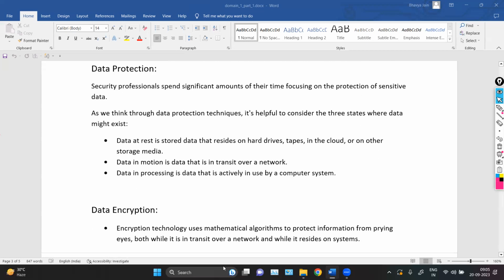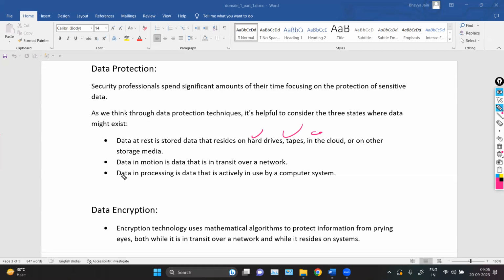So now we have data protection. How can we protect data? This is a concept we have already discussed. Security professionals spend significant amounts of their time focusing on the protection of sensitive data. As we think through data protection techniques, it's helpful to consider the three stages where data might exist: data at rest, data in motion, and data in processing. Data at rest is while in the hard drives, in the tapes, in the clouds, in other storage media like USB, etc.